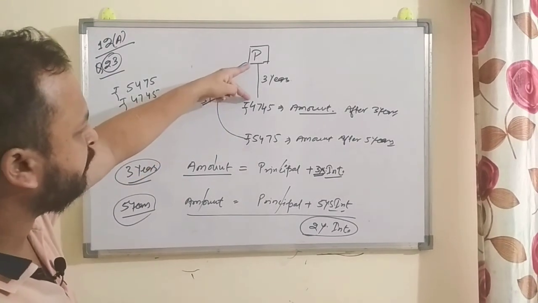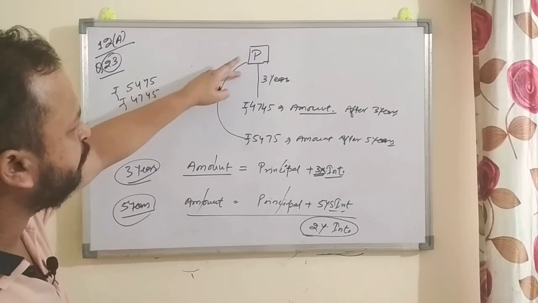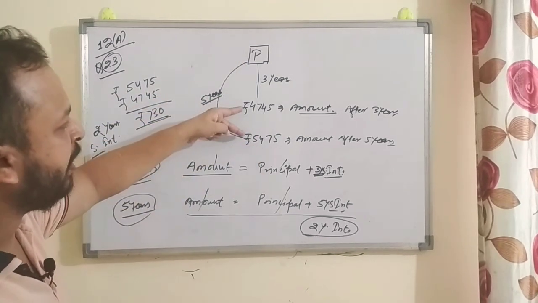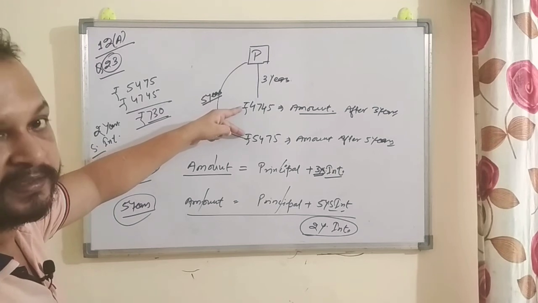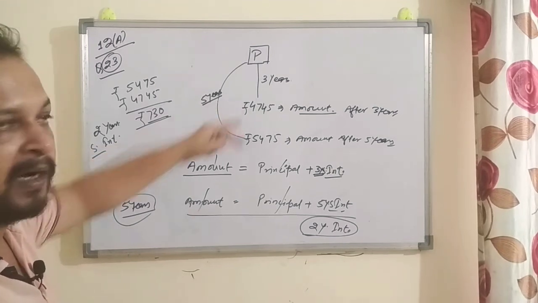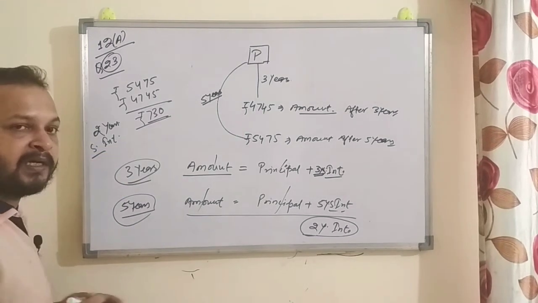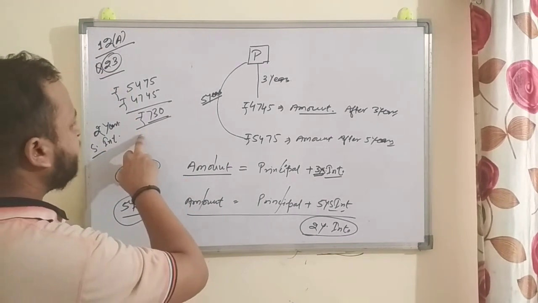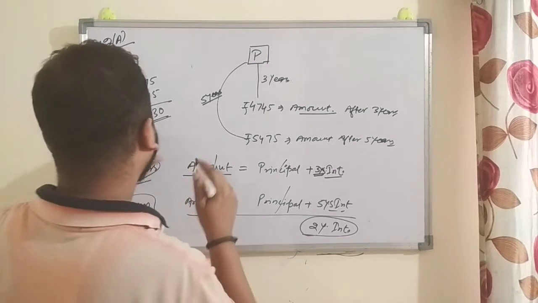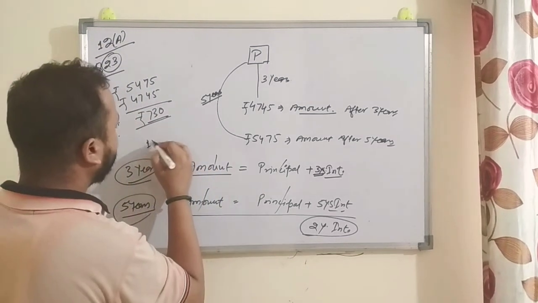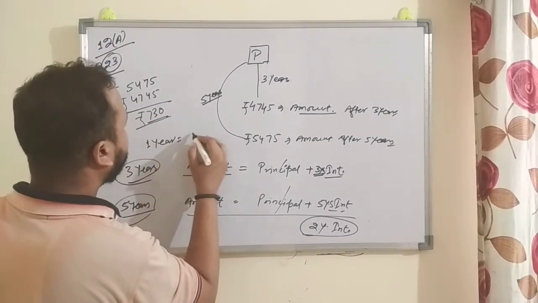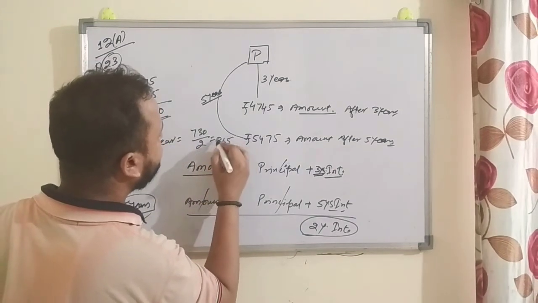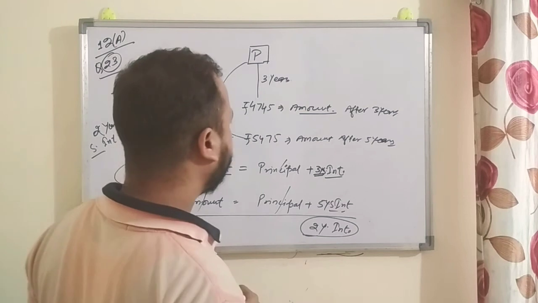If you lent it out for 3 years, you are getting this much amount. If you had extended it for 5 years, you are getting this much amount. It means what is increased? Only the interest part is increased, right? Not the principal part. Principal part is always fixed. So here you are getting 2 years of interest. If in 2 years you are getting this much interest, then in 1 year you are getting 730 divided by 2, that is 365 rupees as interest, right?